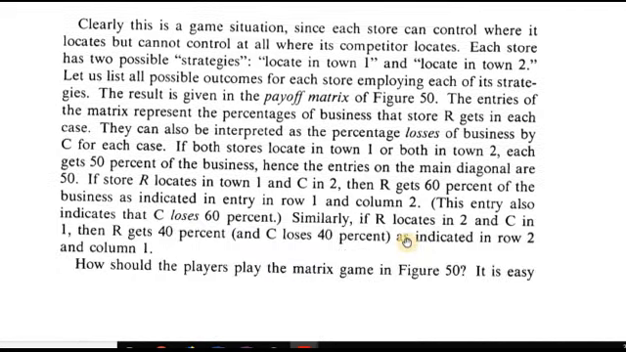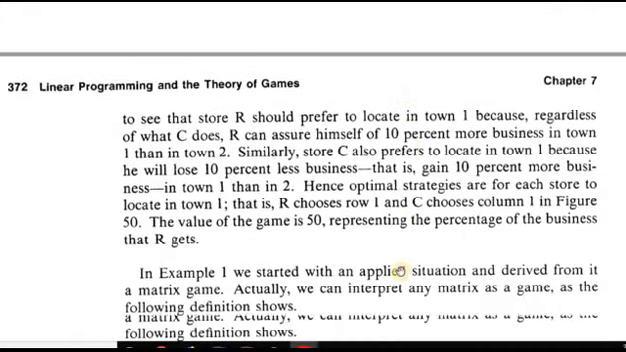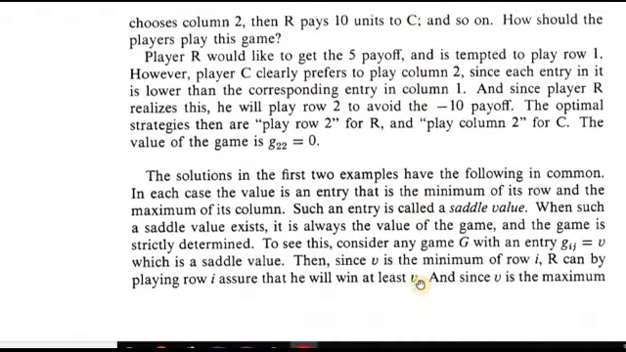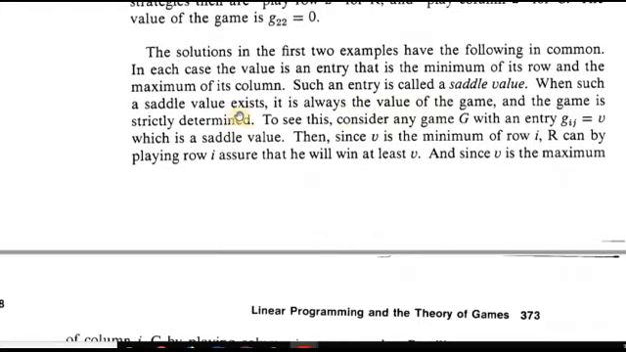Okay, those entries will agree, and that's called the saddle value. That saddle value will end up being the payoff in such a game. When such a saddle value exists, it's always the value of the game, and the game is strictly determined. Now let's run through this argument.